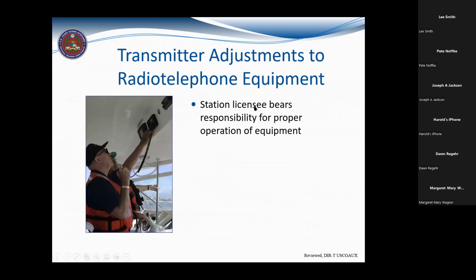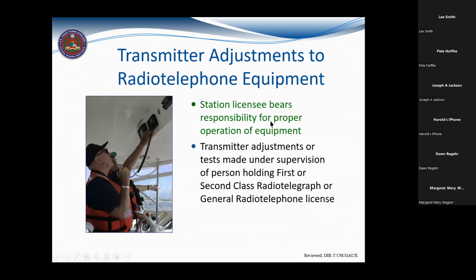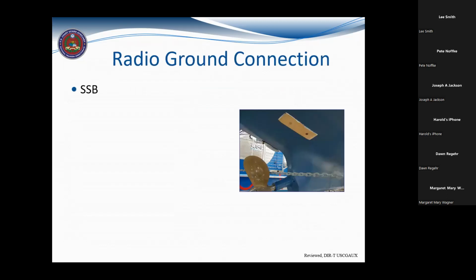Transmitter adjustments have to be performed by first class or second class radio telegraph license holders or general radio telephone license holders. When they are working on your radio, they're responsible for leaving it in a legal configuration. And you should also have them enter the work that they've done in your log so that you will have a record of what's been done.